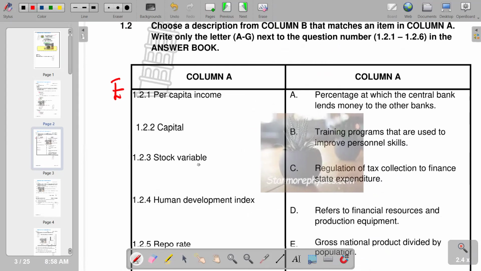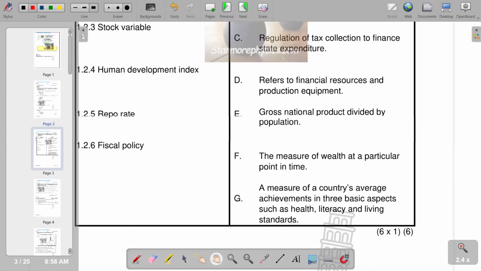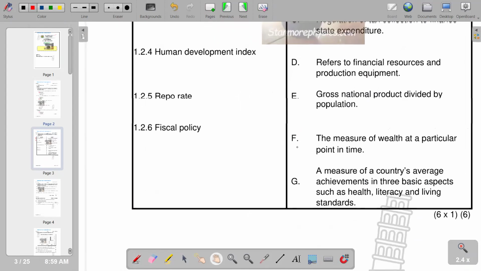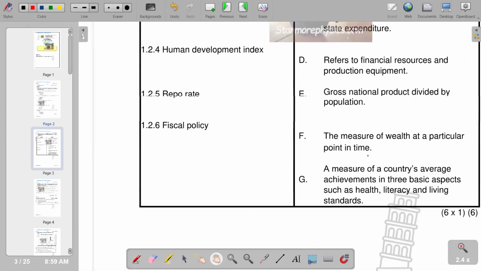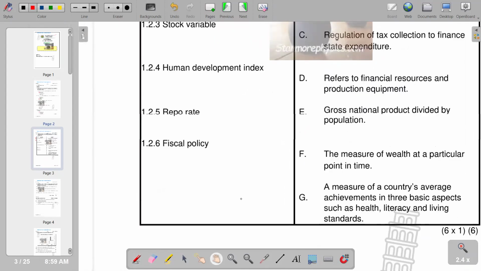Capital. So for capital, we check which one remains capital. We go to D, refers to financial resources and production equipment. So we have E. Stock variable. We check which one remains stock variable. So if we go down, it's F, the measure of wealth at a particular point in time. So we have F.